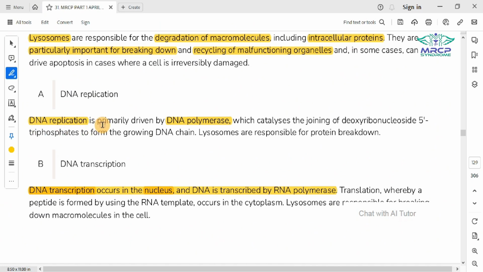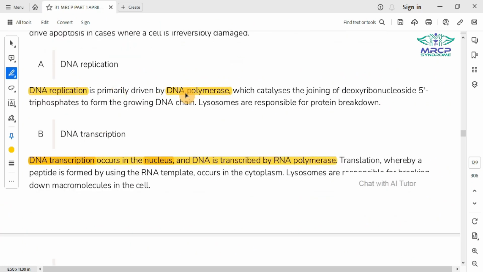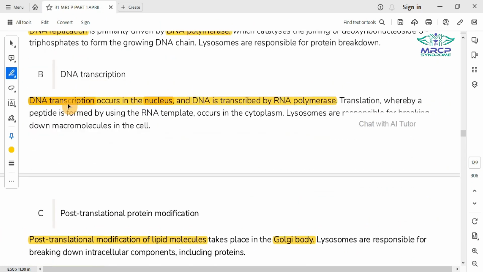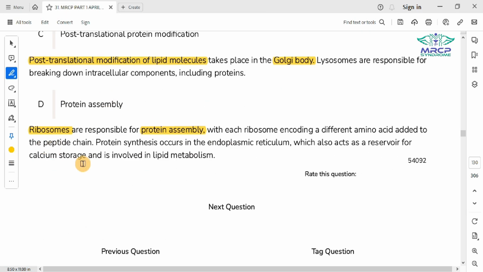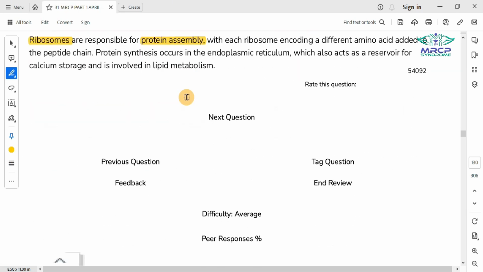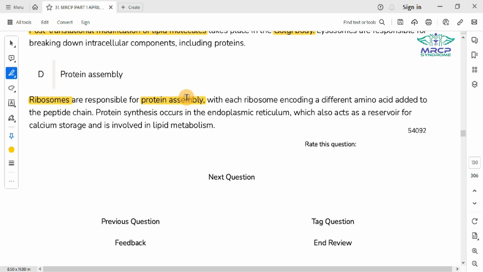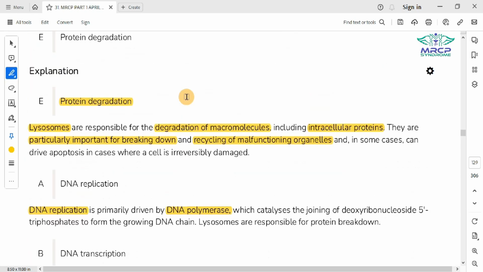So DNA replication is primarily driven by DNA polymerase, DNA transcription occurs in the nucleus, and DNA is transcribed by the RNA polymerase. Post-translational modification of lipid molecules takes place in the Golgi body. Ribosomes are responsible for protein assembly. So assembly for ribosome and degradation for the lysosome.